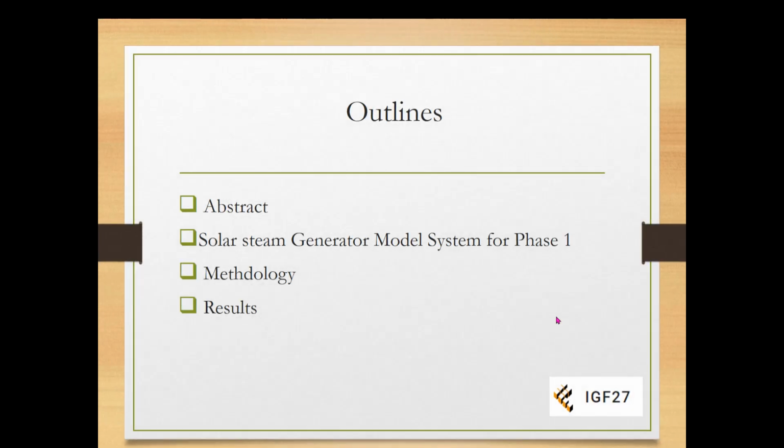The outline of this project: abstract, solar steam generation model, the system for phase one, methodology, and results.